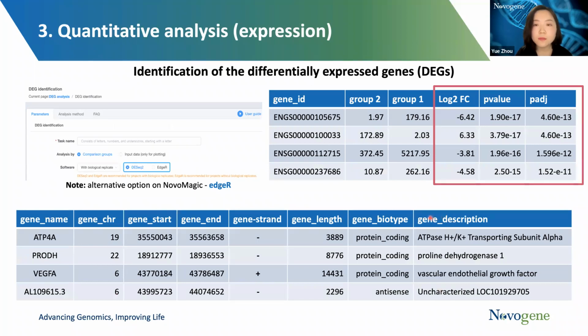The results table of DESeq2 looks like this. Each row contains the information for each gene or transcript, with the first column containing the gene or transcript ID. The other columns are the statistical values for the gene or transcript. After the annotation of those DEGs, the gene list will be ready for visualization and further analysis. Here we're also showing an alternative option on NovoMagic for the DEG analysis, which is EdgeR, and here's the interface where you can perform DEG analysis on NovoMagic.